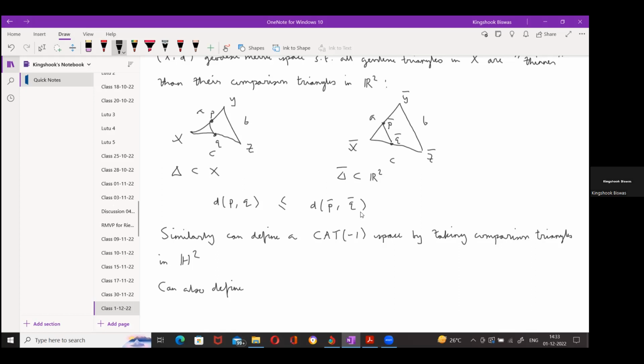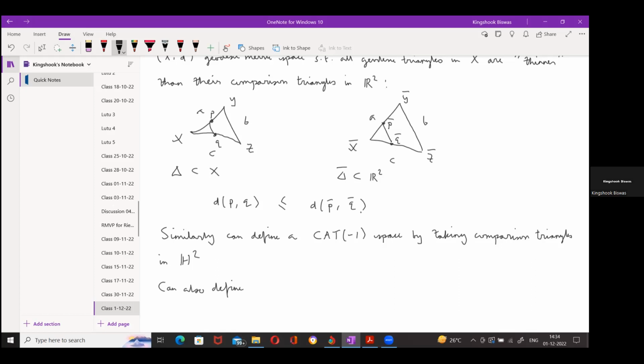For R2, you have the Euclidean law of cosines, and for H2, you have the hyperbolic law of cosines. If you use those, you can show that the triangle in H2 is thinner than the triangle in R2. So it needs some Euclidean and hyperbolic trigonometry. That's all.